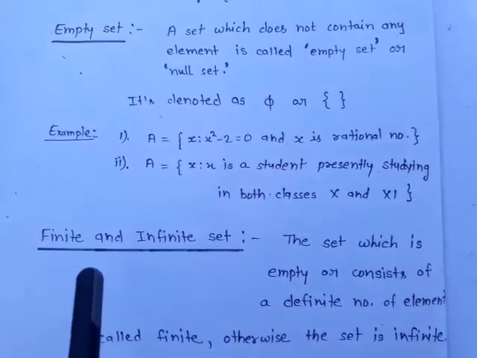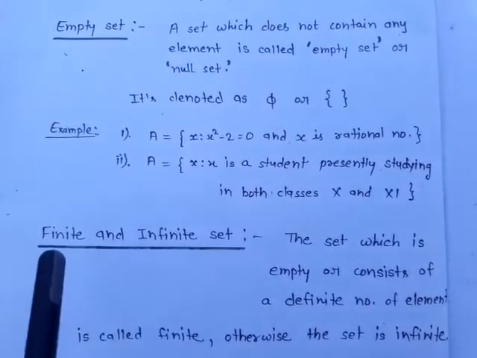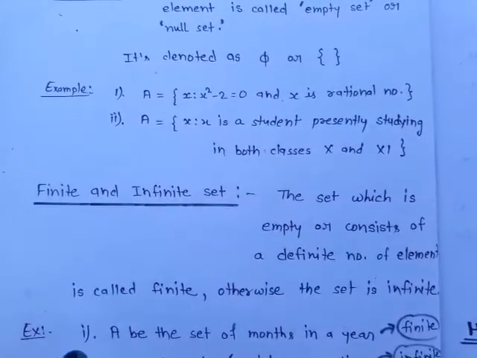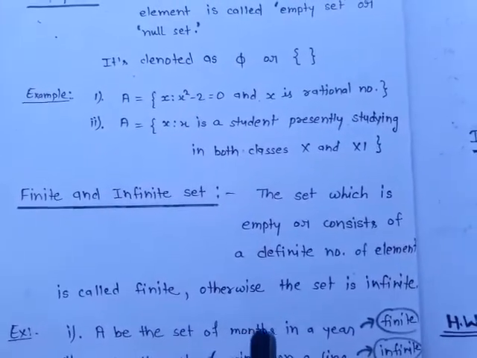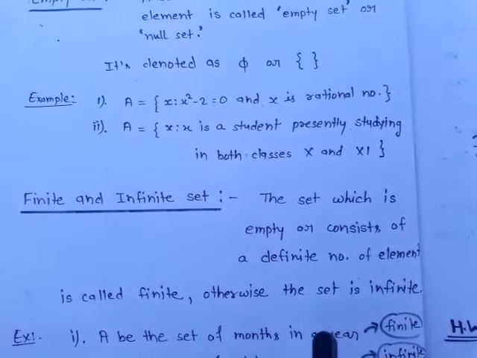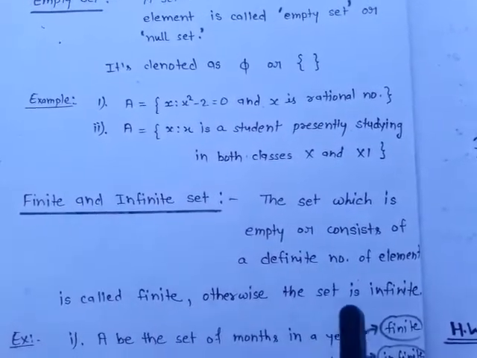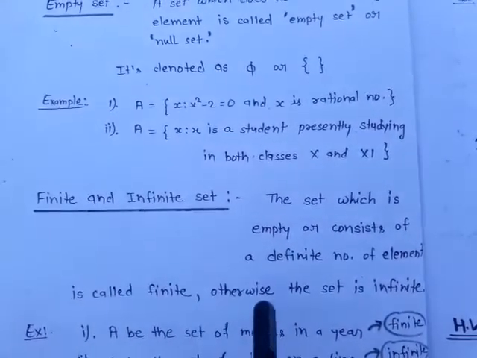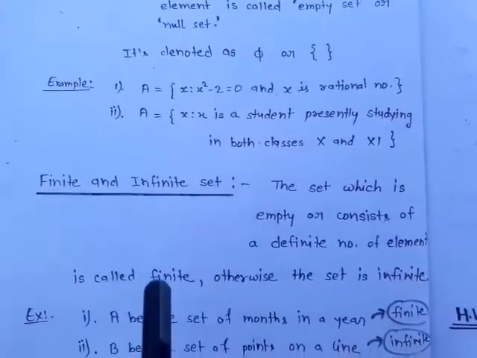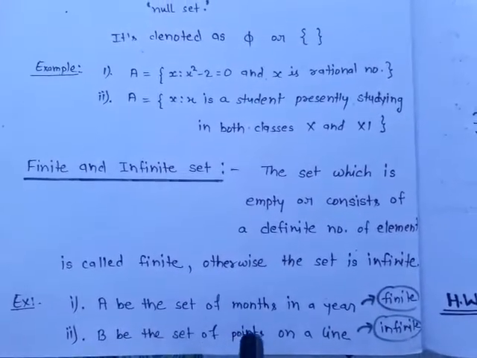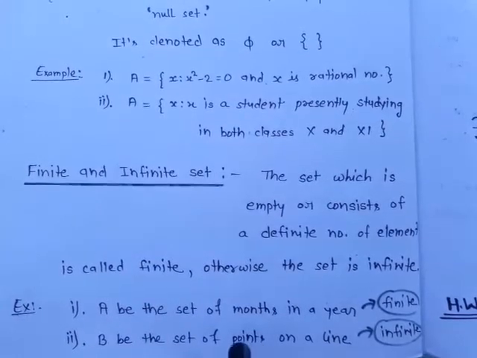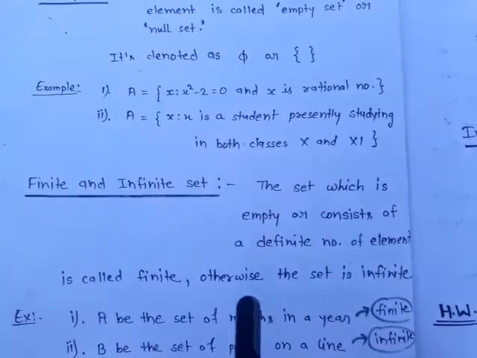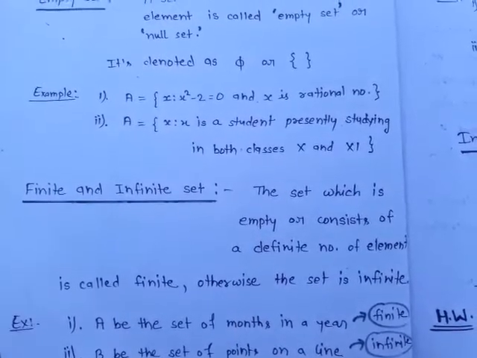If a set has a countable number of elements, then it is said to be a finite set, which we can understand by examples. First example: A is the set of months in a year. In a year there are 12 months, which are countable, so it is finite. Also the number of days in a week is 7, which is countable, so it is finite. Now what is an infinite set? Example: B is the set of points on a line. In a line there are so many points, so it is an infinite set. Also the collection of stars in the sky is an infinite set.